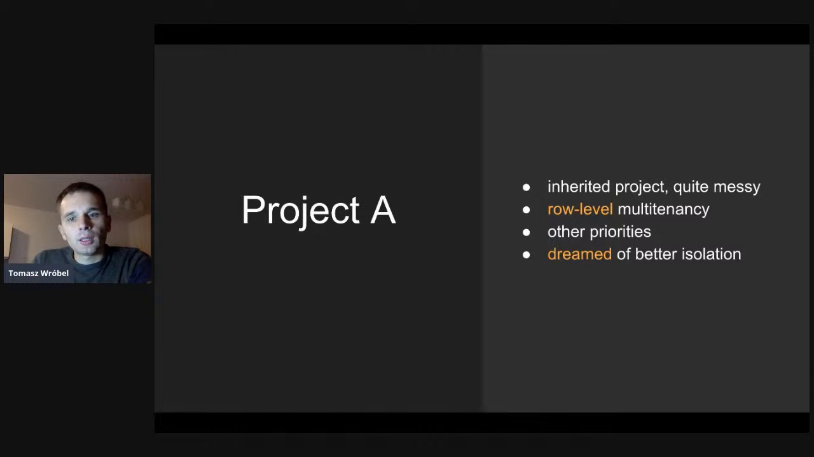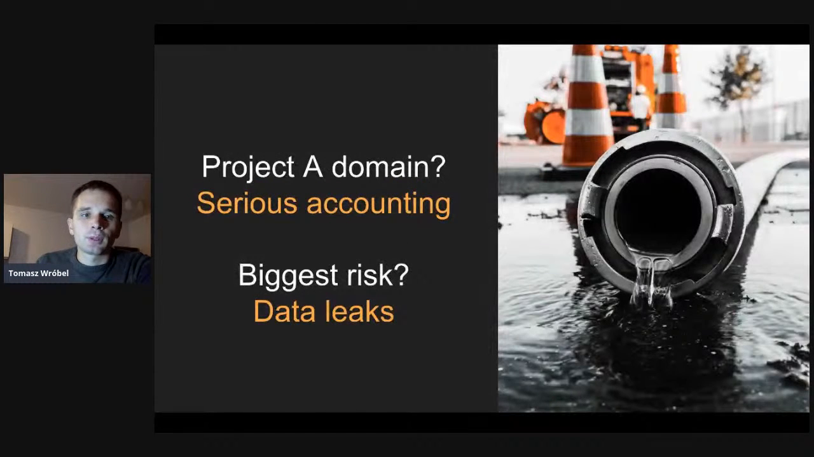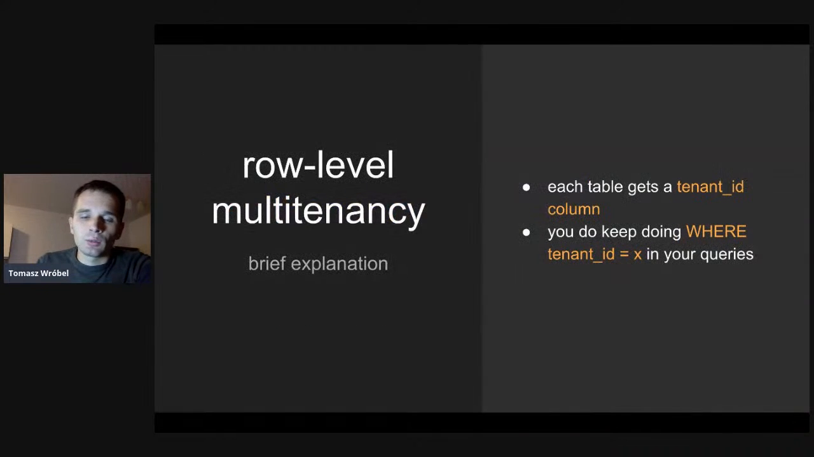It was quite messy, and it was on row level multi-tenancy, which is where you put all customers' data in one table, only separated by the tenant ID column. The domain was pretty serious. It was accounting, and when we analyzed the risks, the biggest risk was data leaks. While on that project, we actually dreamed of better isolation, of anything better than a tenant ID column.